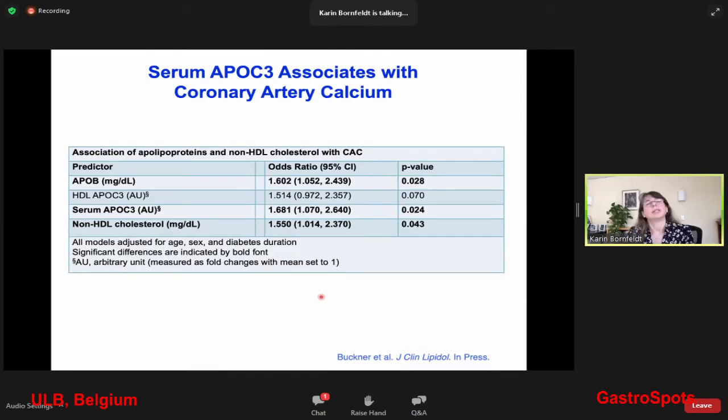We also looked at the association with coronary artery calcium in these same subjects. And since we had coronary artery calcium on all of these, we found, which is consistent with our previous findings that ApoC3 is a predictor of coronary artery events, that ApoC3 was positively correlated with coronary artery calcium, and that was independent of gender in this cohort, and so was ApoB and non-HDL cholesterol. ApoC3 bound to HDL was not significantly correlated, but definitely showed the same trend.